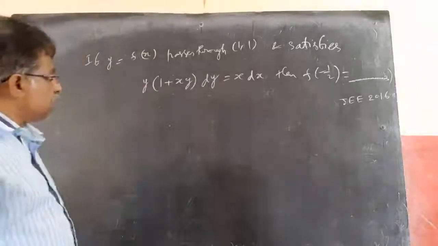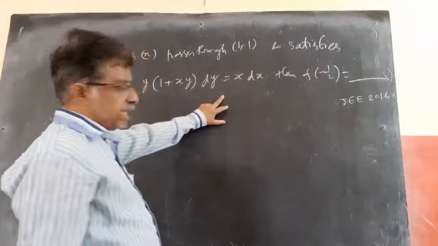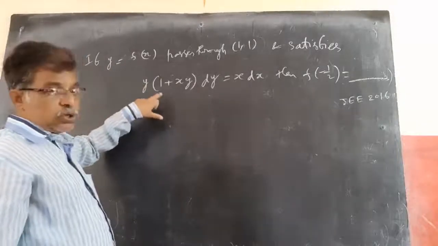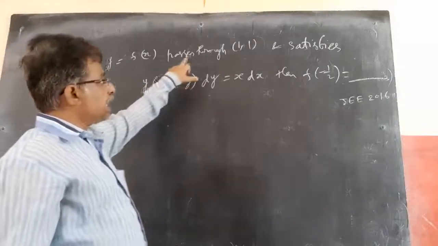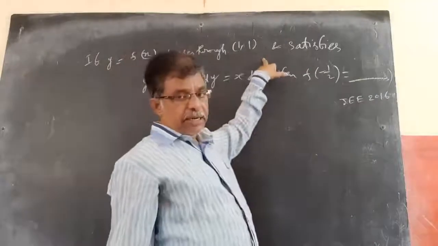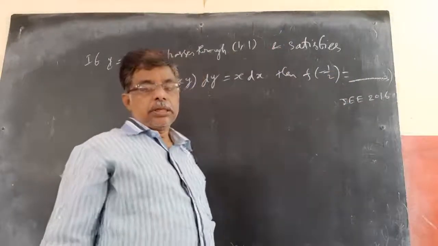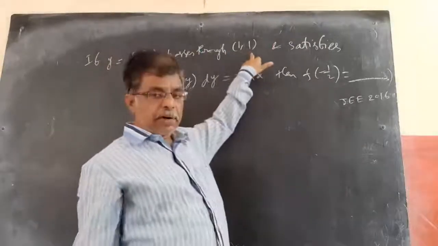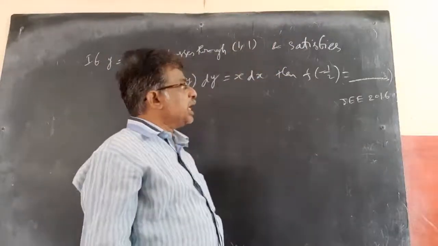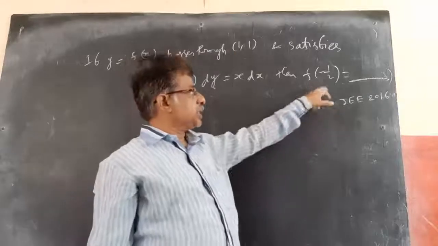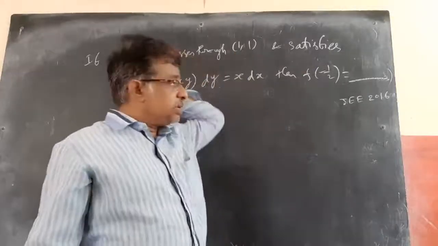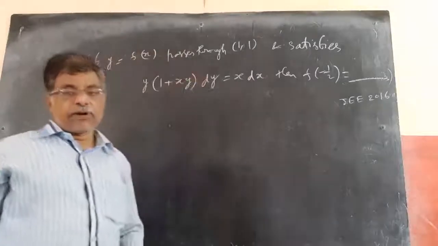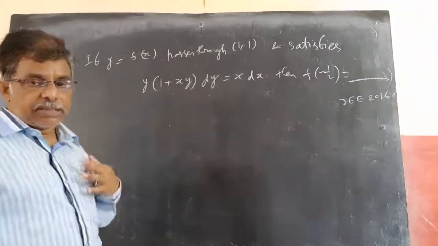Observe the equation. This equation satisfying this means y is nothing but the solution of this. And then that curve passes through 1 comma 1 means particular solution. Instead of general solution, after finding the general solution, if you substitute 1 comma 1, you will get the particular solution. After finding it, it is asking f of minus 1 by 2. So in place of y, substitute f of x, then find f of minus 1 by 2. Understanding this is important here.